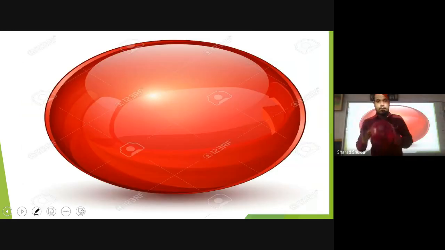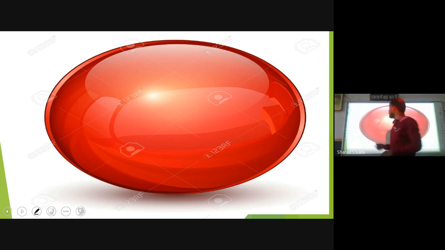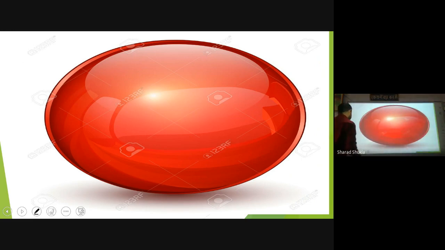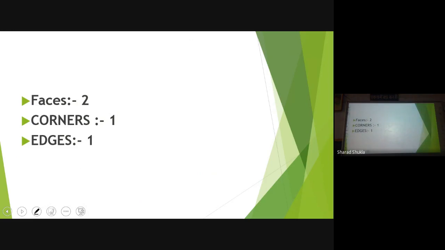Next, corners. Here there is no corner. Nothing corners. Then corners is 0.